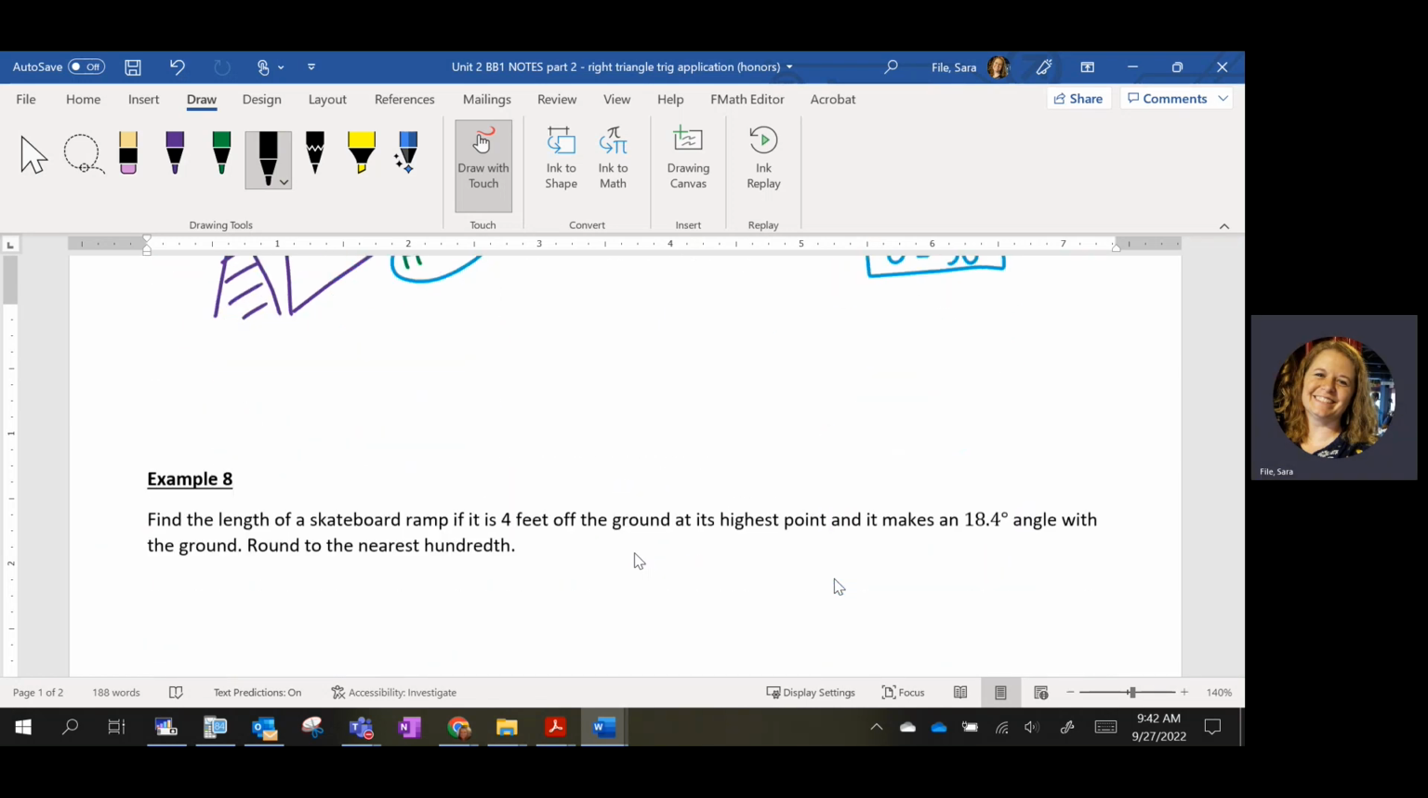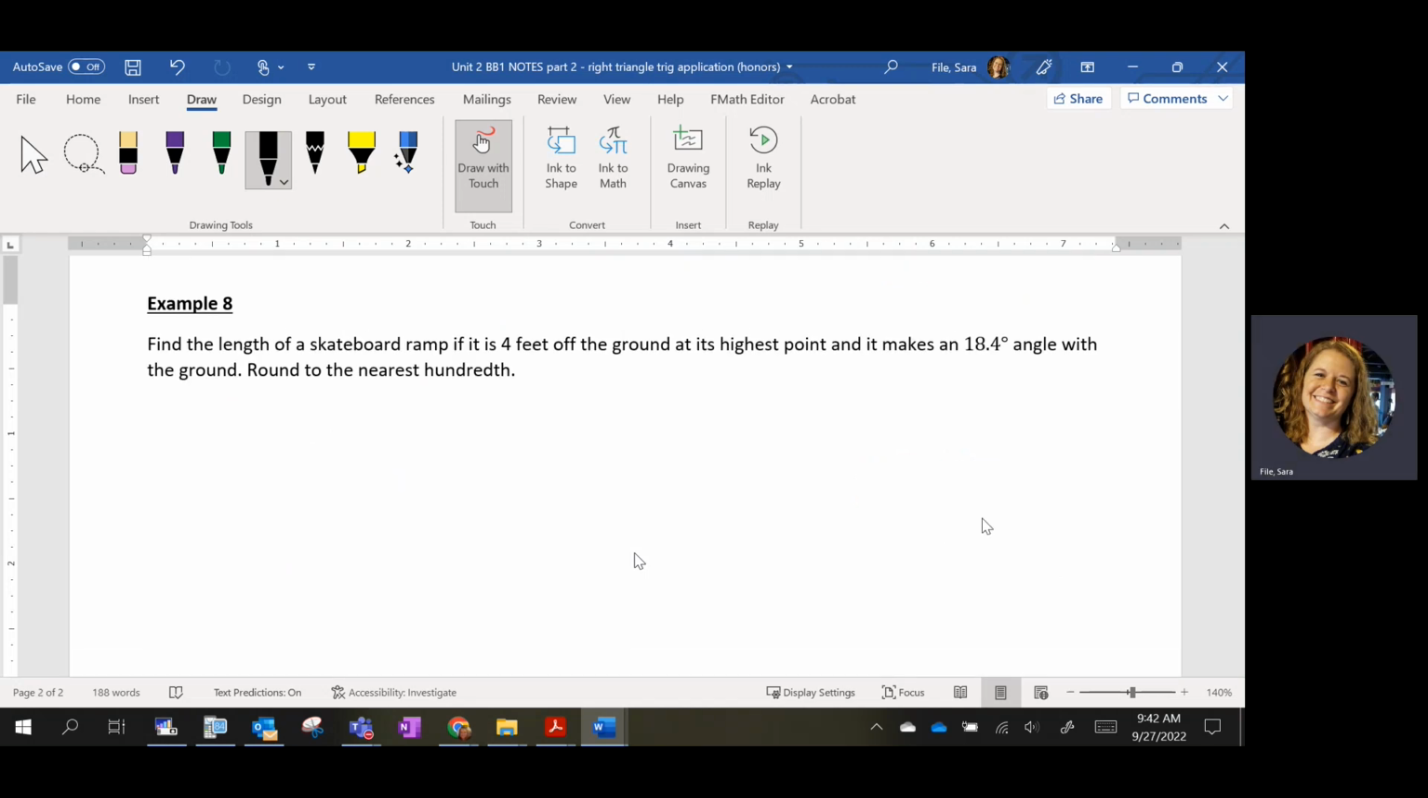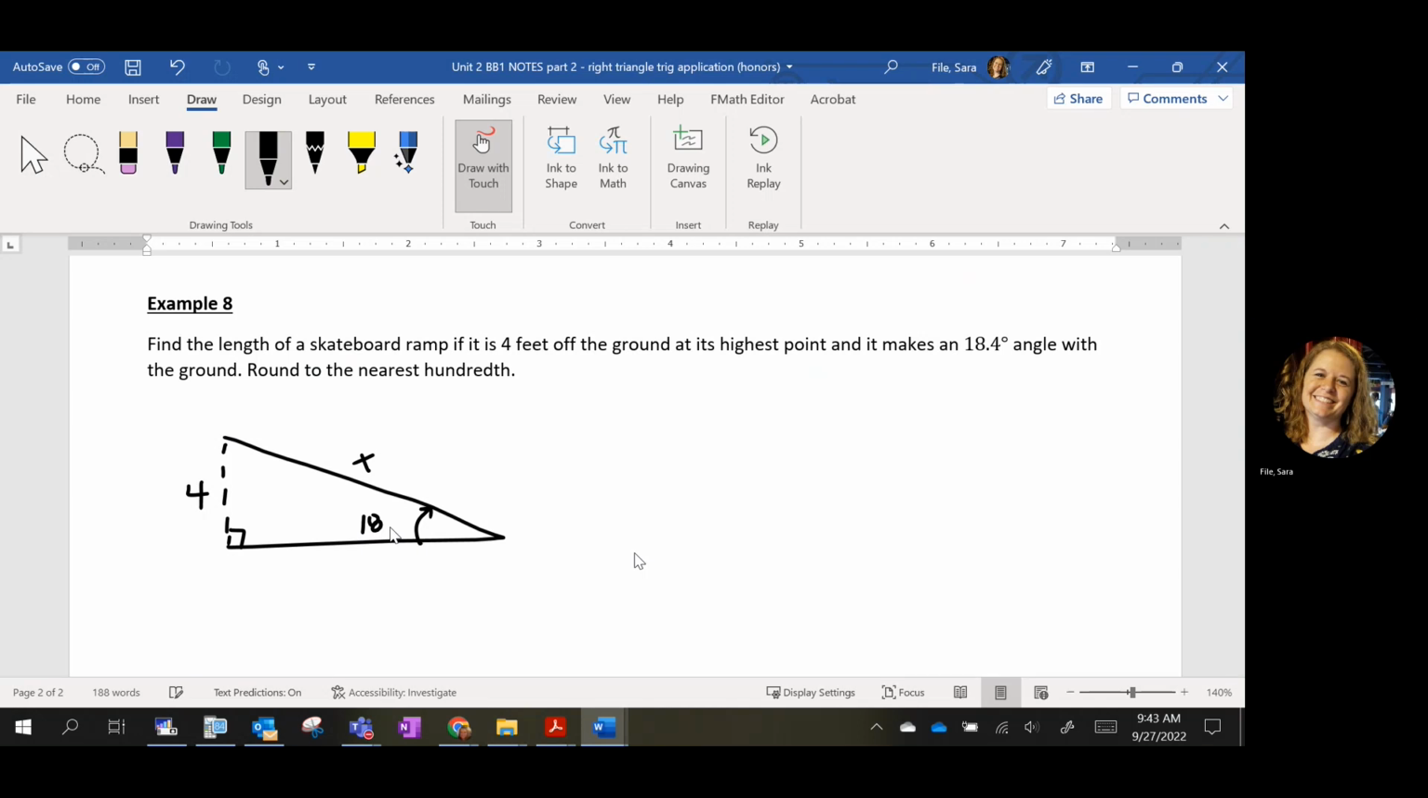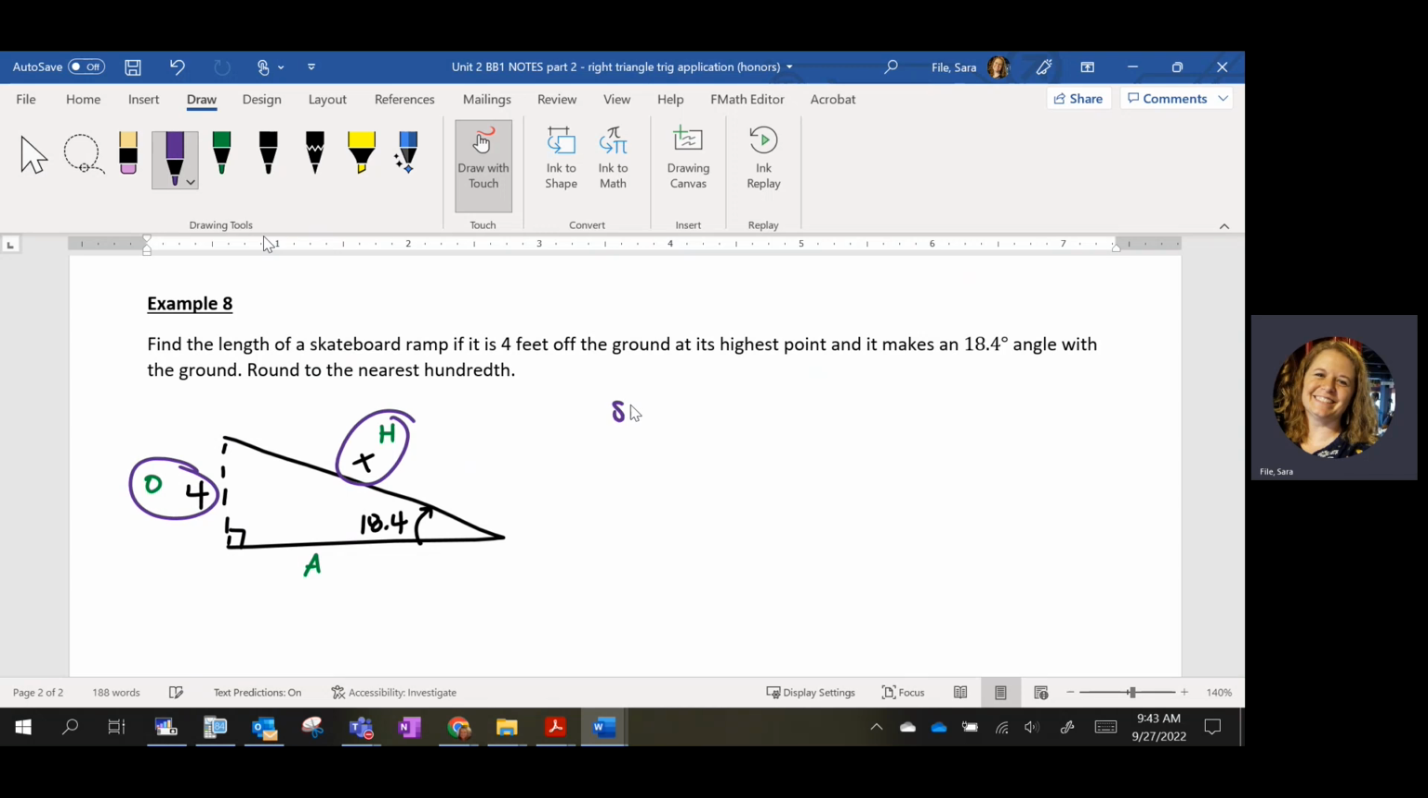All right, so let's go back down to the last example here. It says find the length of a skateboard ramp if it is 4 feet off the ground at its highest point. So here's the ground, here's the ramp, and the highest point there is 4 feet. This is what we want, the length of the ramp, and it makes a 18.4 degree angle with the ground. So the ramp and the ground, that's this angle, 18.4. So from there, this is the opposite, and this is the hypotenuse. This is the adjacent, but we really don't need it. We want hypotenuse, and we know opposite, so that is sine.